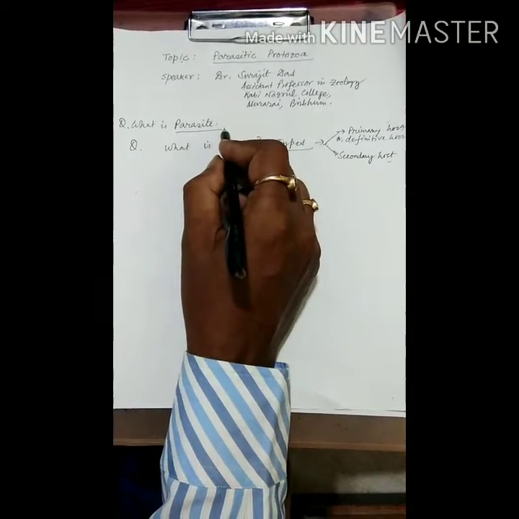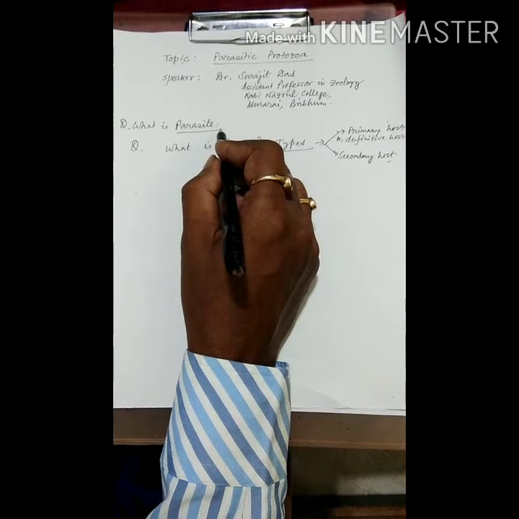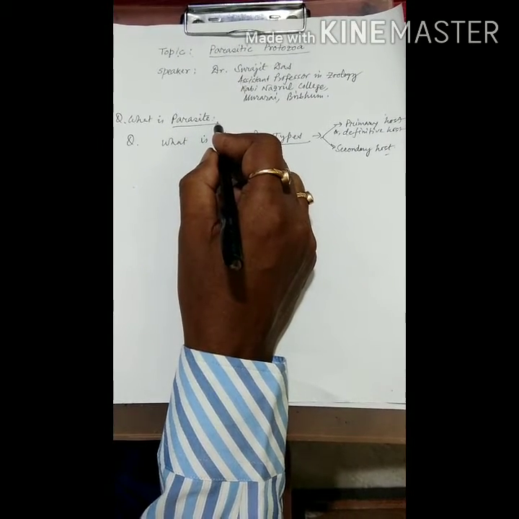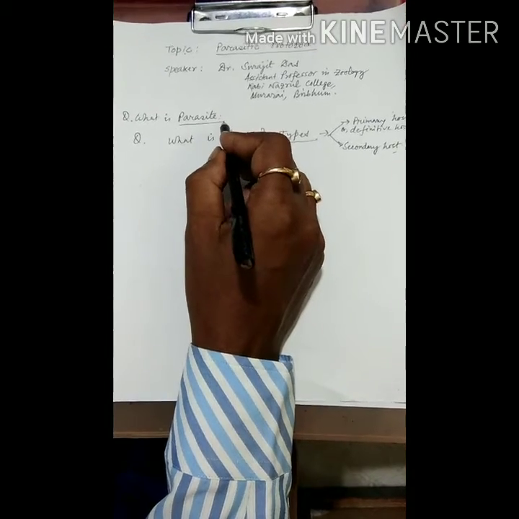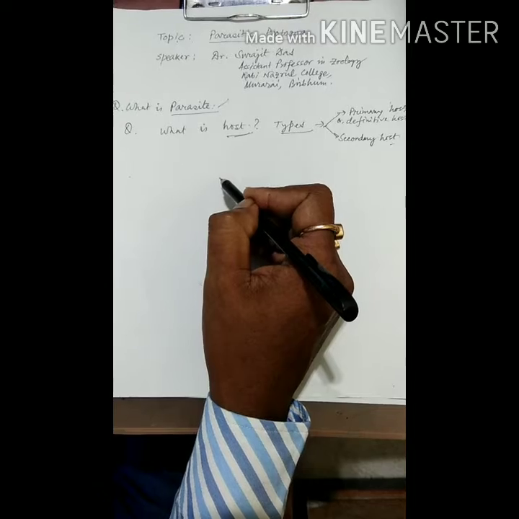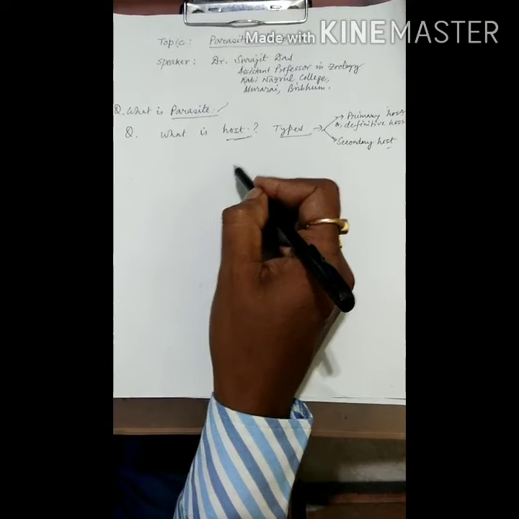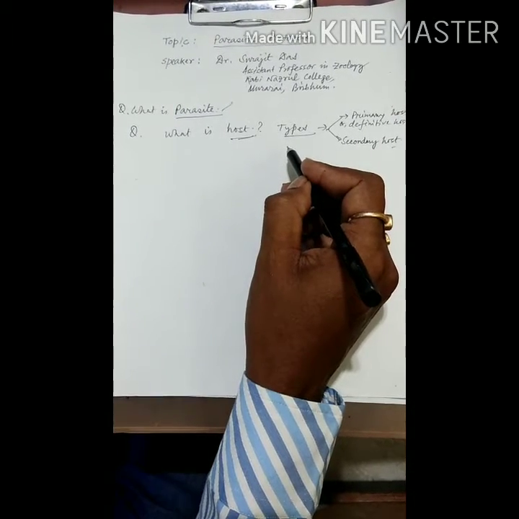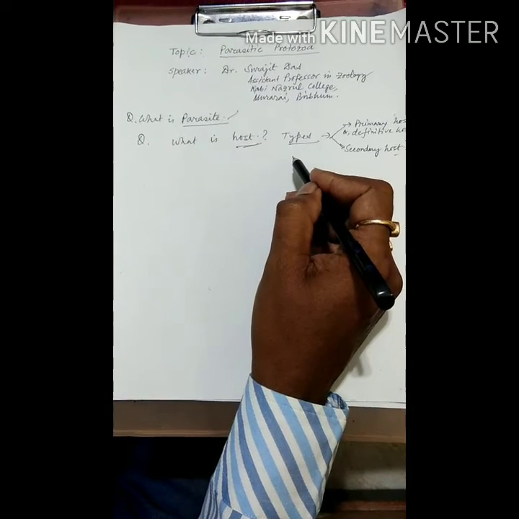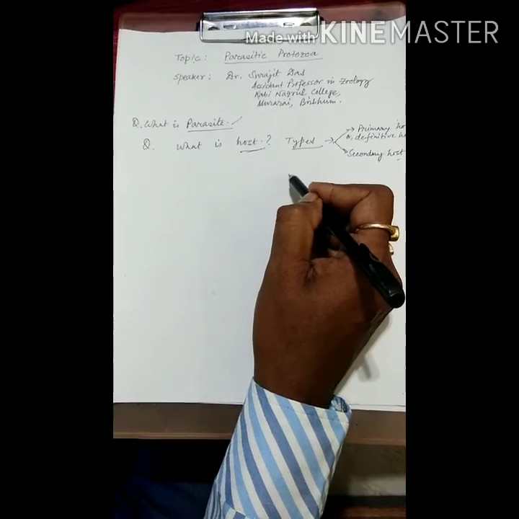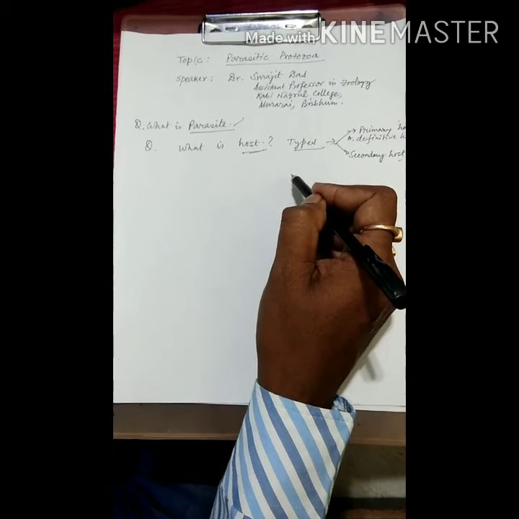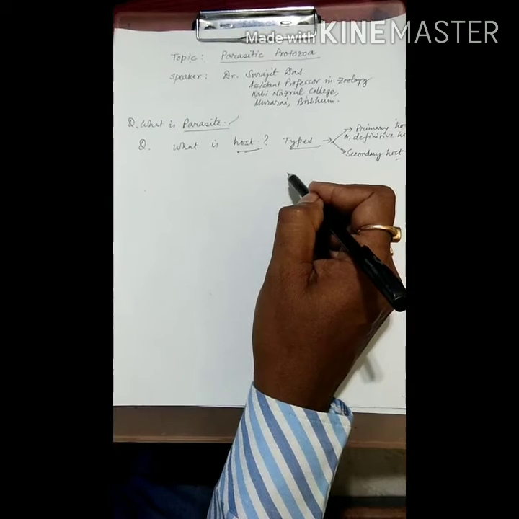What is a parasite? An organism that depends on its host for some essential metabolic needs and with which a reciprocal chemical relationship exists, that is called a parasite. And what is a host? A host is an organism that harbors a parasite, providing it with nourishment and shelter. Types of host: primary host and secondary host. Primary host, also known as the definitive host.